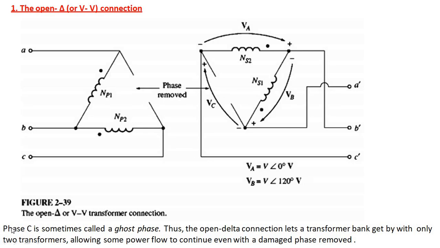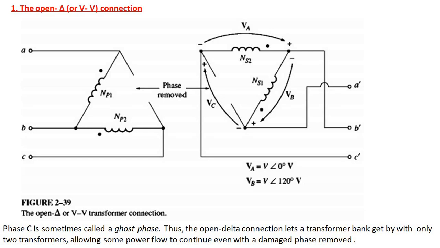First, the open delta or VV connection. The open delta or VV transformer connection. Phase C is sometimes called the lost phase. Thus, the open delta connection lets a transformer bank operate with only two transformers, allowing some power flow to continue even with a damaged phase removed.